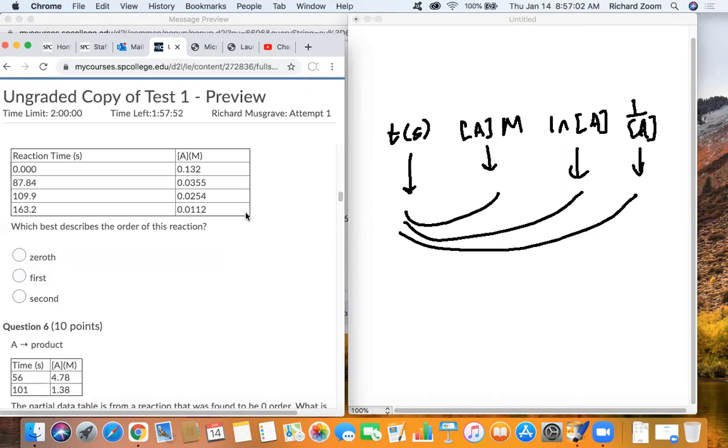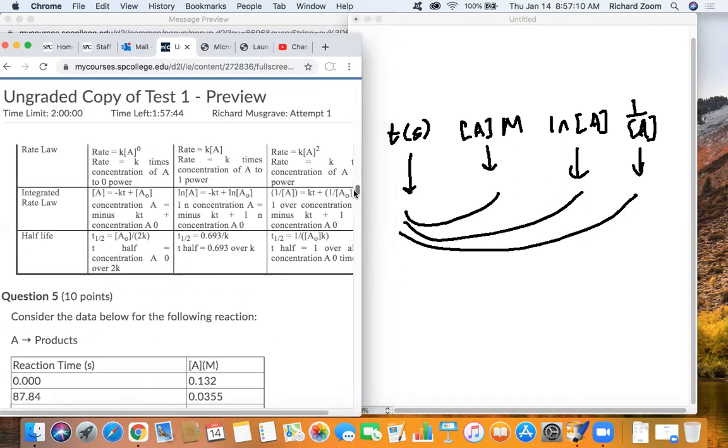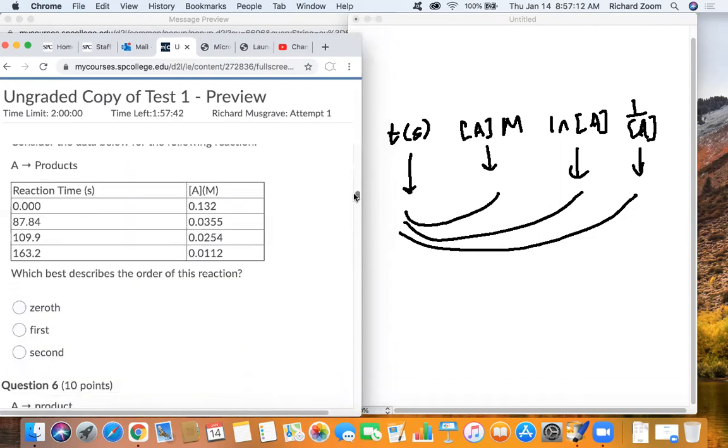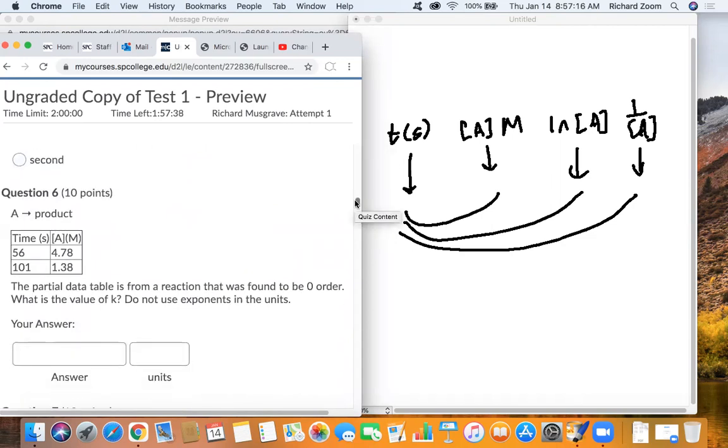Now remember, there are videos for each of these too, for these specific questions. They'll have different numbers, obviously, from what I'm showing you, but that's how you would do it. All right, let's look at question 6. This is a partial data table, and it's found to be zero order. What's the value of K? Well, how do we find that? Well, remember what the K value is going to be. It's going to be the slope.